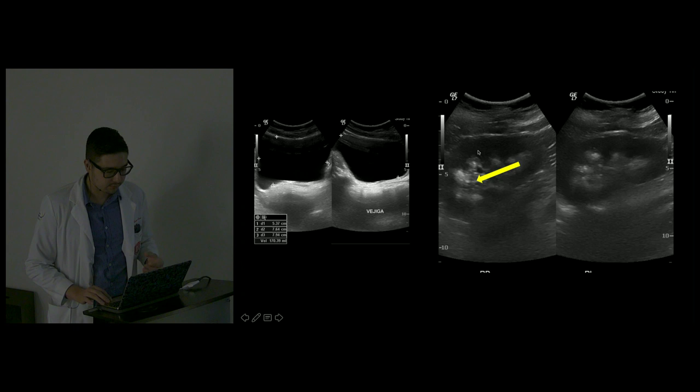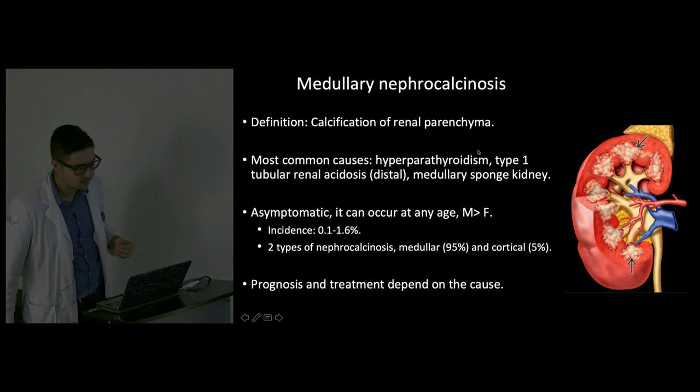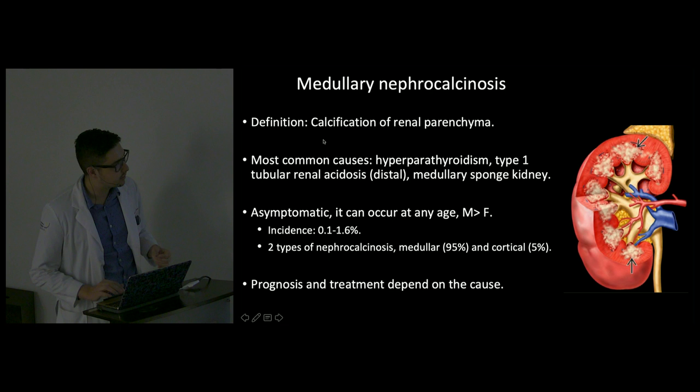Okay, so what is medullary nephrocalcinosis? The definition is a calcification of the renal parenchyma. The most common causes of this pathology are hyperparathyroidism and type 1 tubular renal acidosis. This is the most important cause. This accounts for at least 40% of the cases. And hyperparathyroidism and the medullary sponge kidney share 20 and 20%.